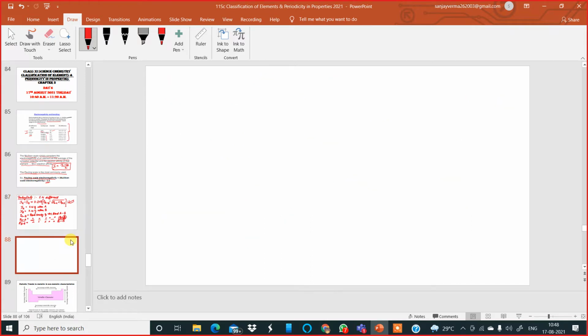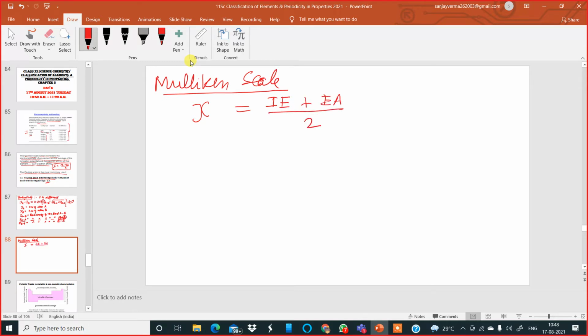Now, if you look at the Mulliken scale, as I have stated earlier, according to the Mulliken scale, the electronegativity of any atom, it can be A or B, whatever, is equal to the arithmetic mean of the ionization energy and electron affinity.